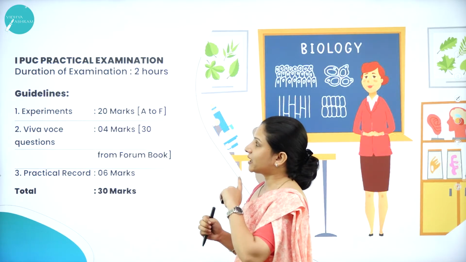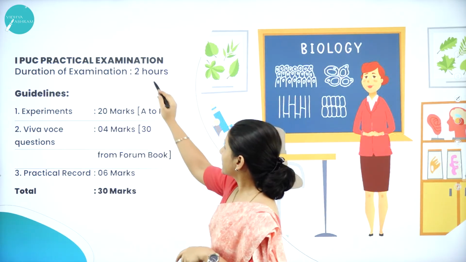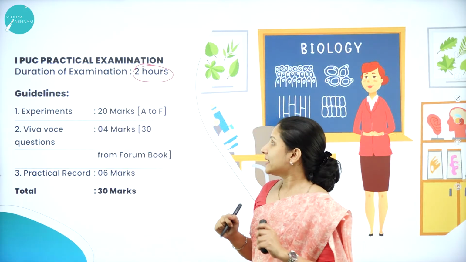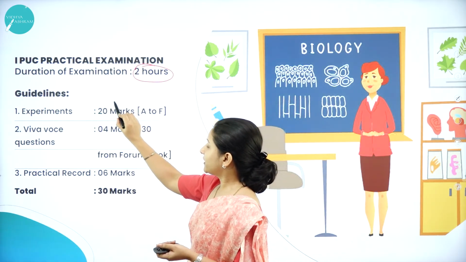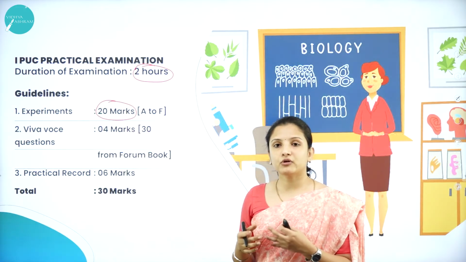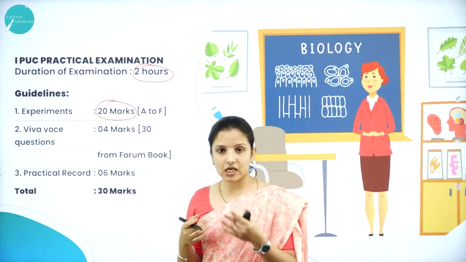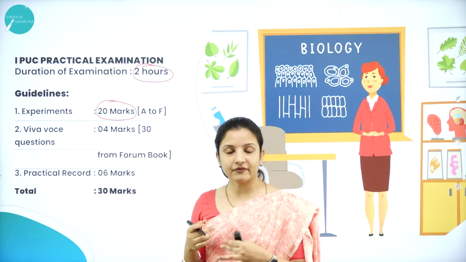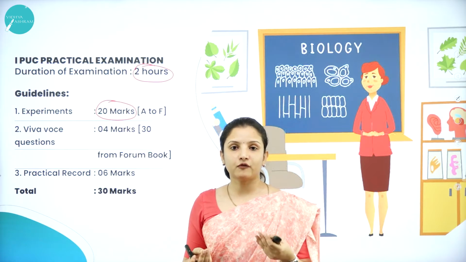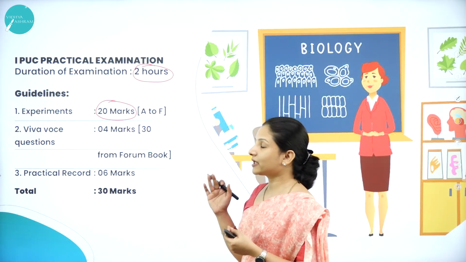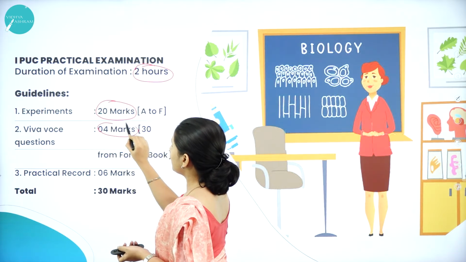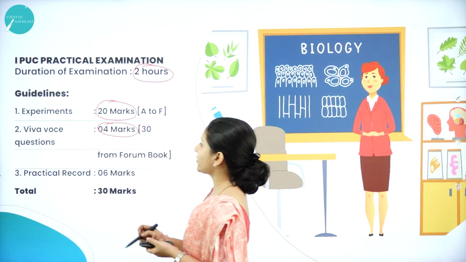First PUC practical examination will be conducted for 2 hours, wherein you will be fully busy performing the experiments. The experiments you perform will carry 20 marks; experiments A, B, C, D, E and F will be given based on the chit that you pick up, and then you have to perform the experiment. That alone carries 20 marks, and viva voce is for 4 marks.